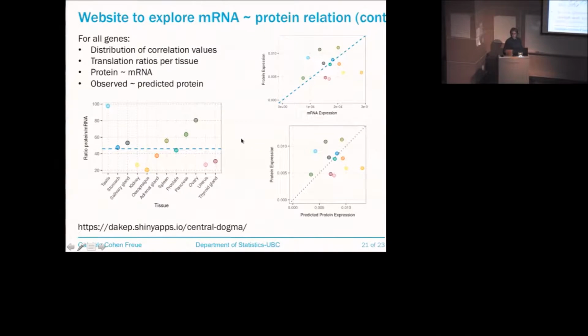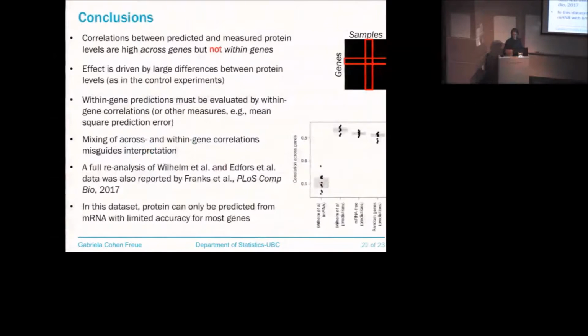So just to conclude on this first part of my talk, when you're looking at correlations between predicted value and true values, you have to be careful if that evaluation is done across genes or within genes. The effects can be very large, but mainly driven by the high dynamic range in protein levels. And we have proved that using 2 control experiments. The within gene predictions must be evaluated with within gene correlations as well.